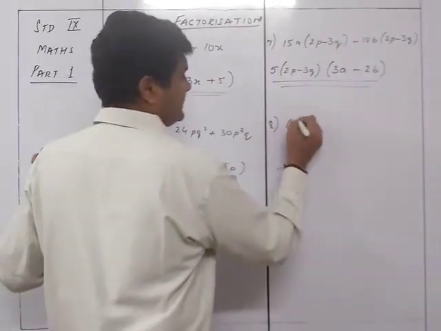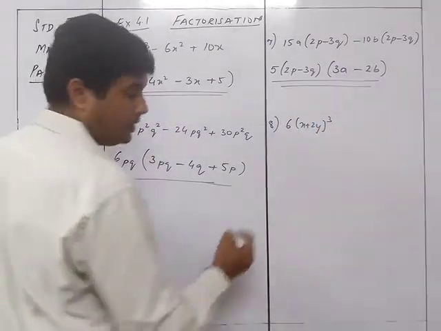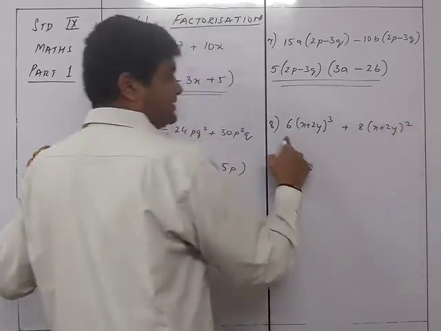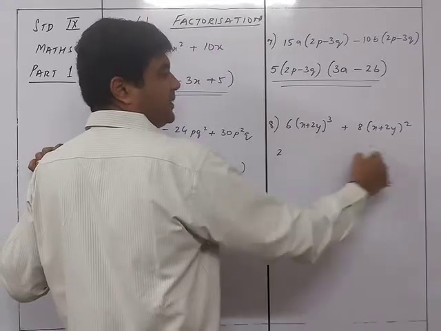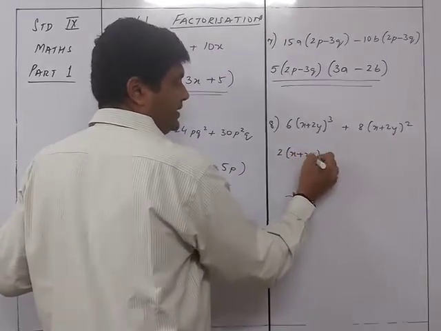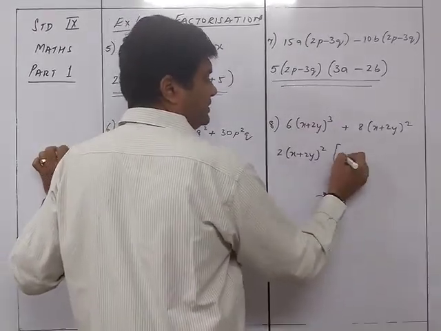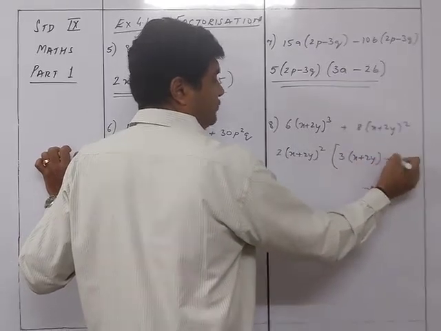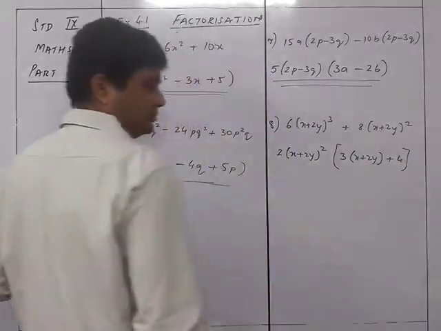Sum number 8. That is (6x plus 2y) the whole cube plus (8x plus 2y) the whole square. Between 6 and 8 you have got 2 as common. Between this and this there is a cube and a square, so the square becomes the least over here. So the HCF will be (x plus 2y) the whole square. What is going to remain inside will be 3 into (x plus 2y), and over here what will remain is 4.